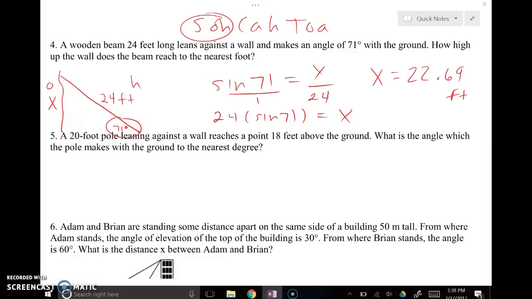22.69 feet. And just to double check that this is a reasonable answer, that is a leg, but it is shorter than my hypotenuse, and we've got to make sure that our hypotenuse is indeed the longest side of my right triangle, or this would not be accurate.